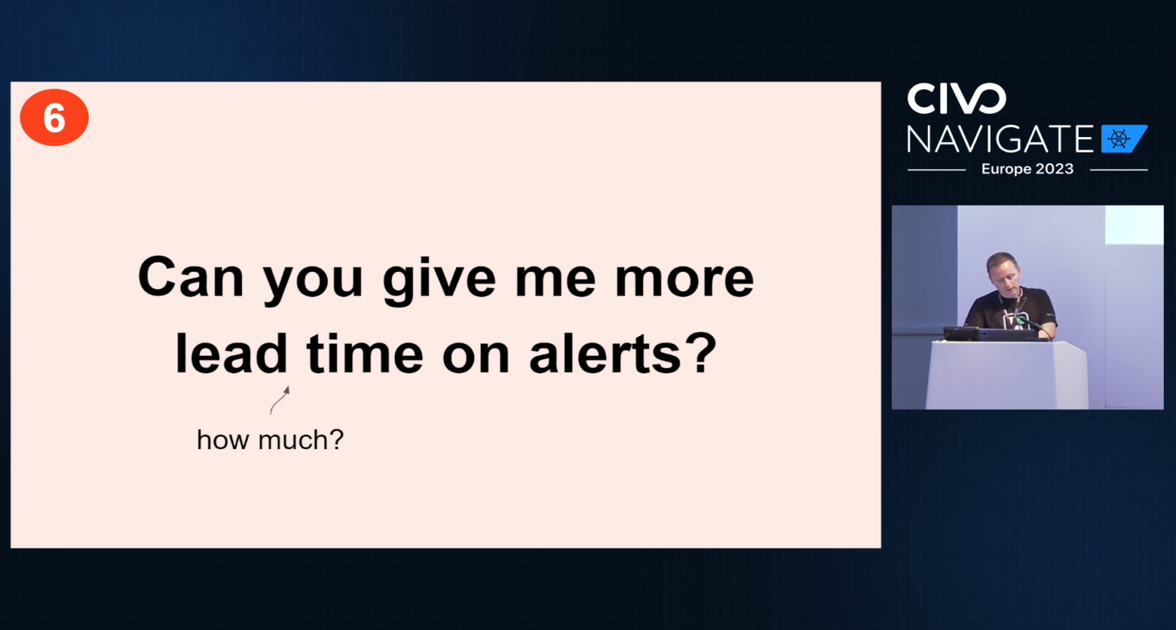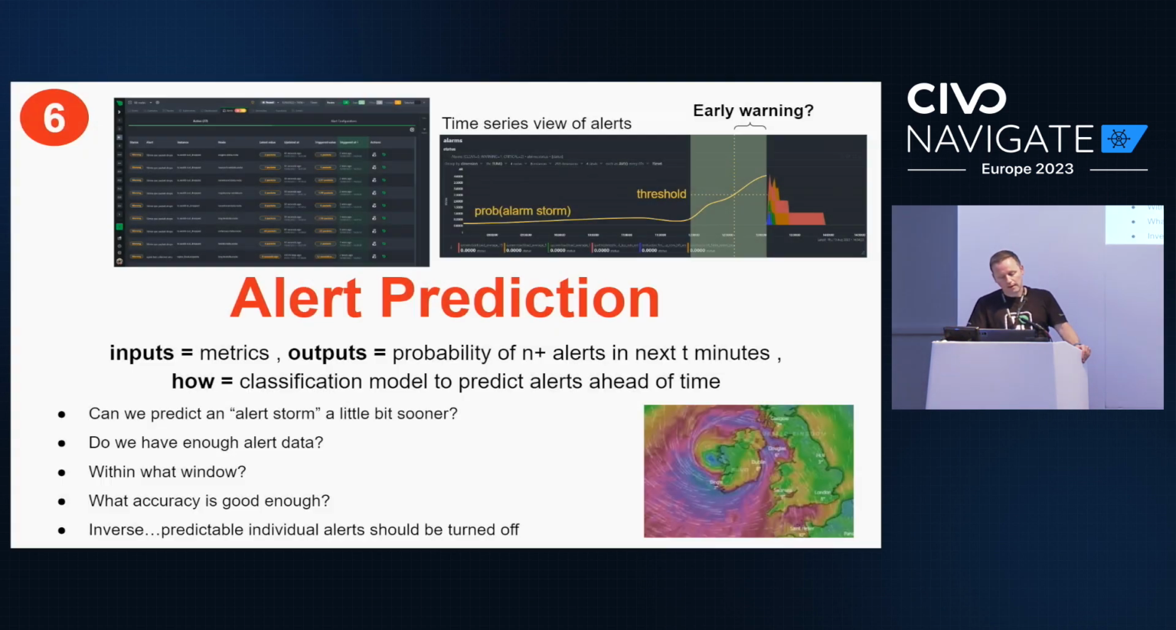Next one is related to alerts again. Can you give me more lead time on alerts? This one is basically an idea: if you can predict an alert storm before it happens, maybe that's useful. Predicting individual alerts should be hard. If it is possible, it means you've got a misconfigured alert.